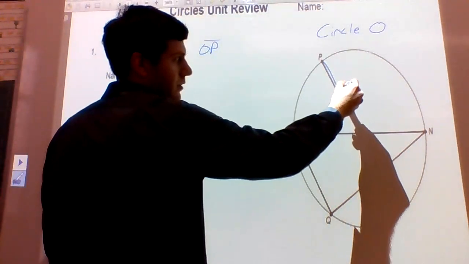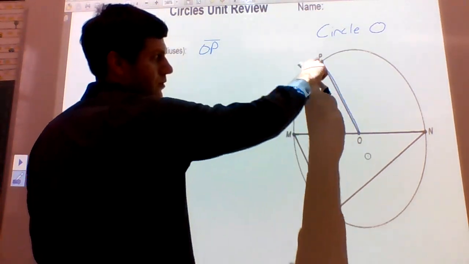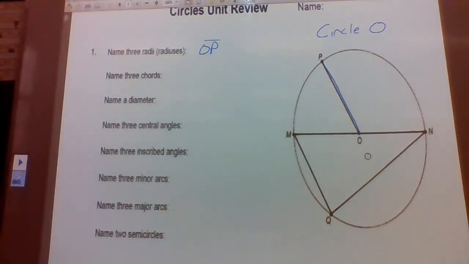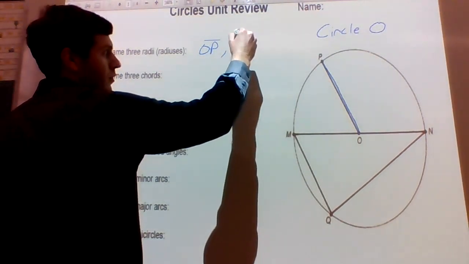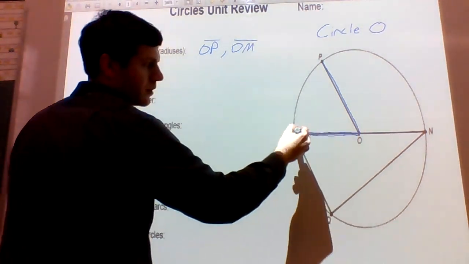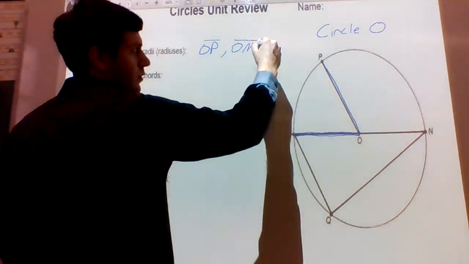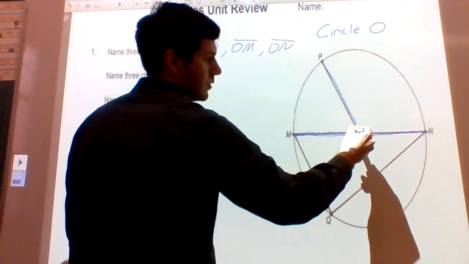It connects the center to the point on the circle. OM would work. Okay, O is the center, M is a point on the circle. So right here we have a radius. Okay, and then O to N would also be a radius. Okay, O to N.